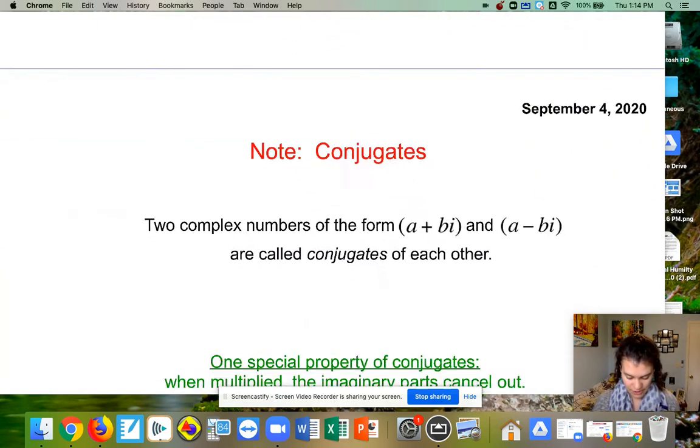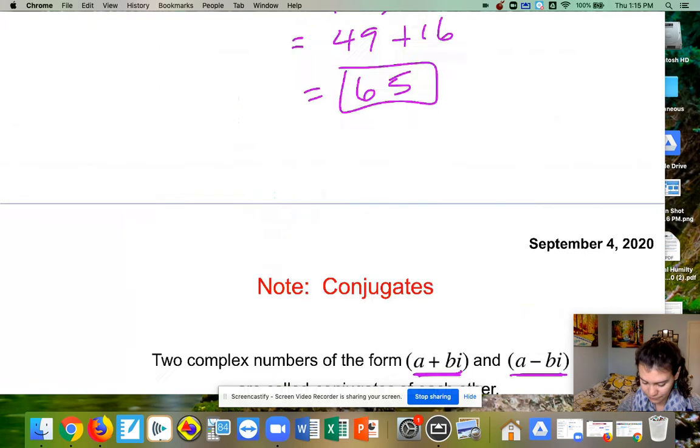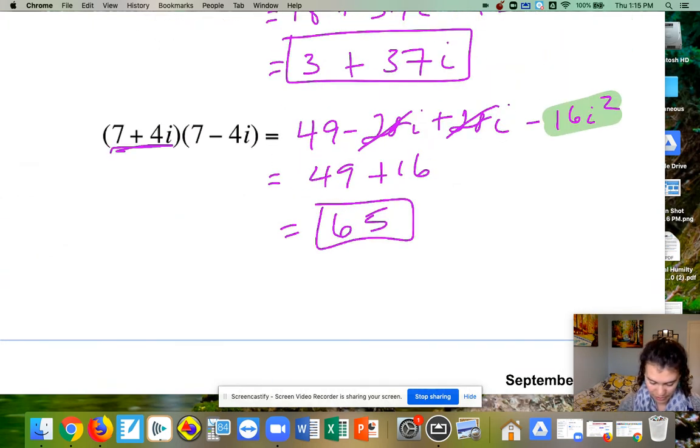So a note here, in that last example, we got a real number. So a conjugate of an imaginary number is the same two a's and b's, but with the opposite sign. So a plus bi and a minus bi are called conjugates of each other. The property of conjugates is when you multiply them together, the imaginary parts cancel out and you're just left with a real number. So like up here, we had plus 4i minus 4i, we ended up with just 65 and nothing imaginary left.